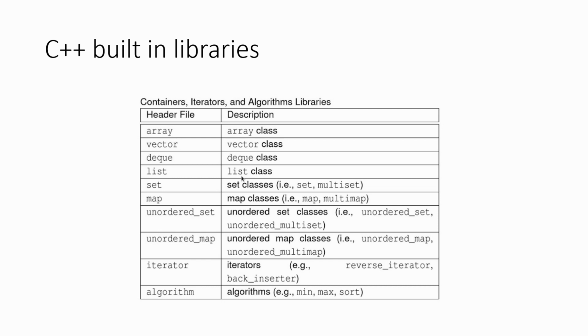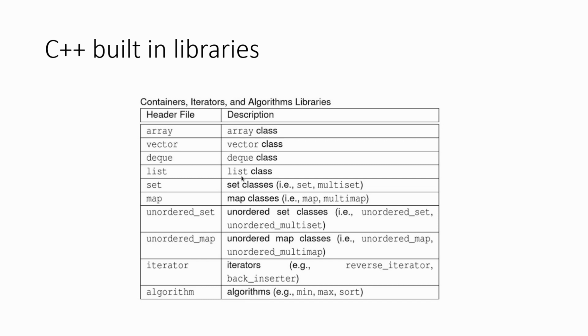Now, if you recall the syntax, include iostream. iostream is a built-in library that has all the functions available for you for input and output. So IO, input, output, stream, that's what it's for. There is the array library, vector, deque, list, set, map, unordered set, unordered map, iterator, algorithm. So these are all the libraries that are available for you. I'm not going to cover each and every one of them, but you can look up a library in C++, see what methods it has, and then go ahead and start using it.